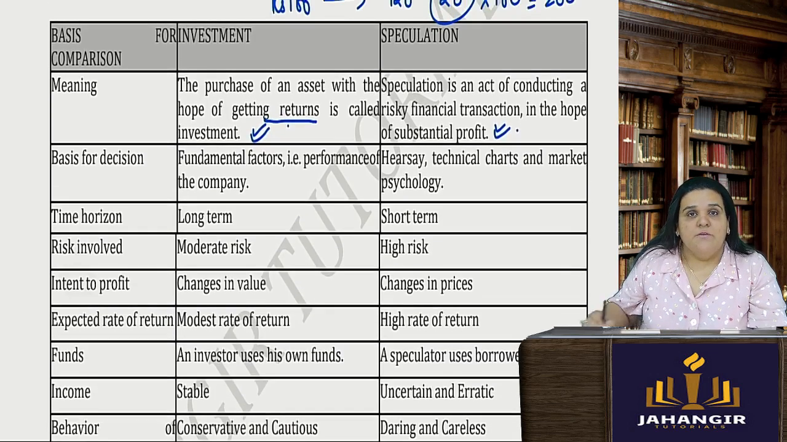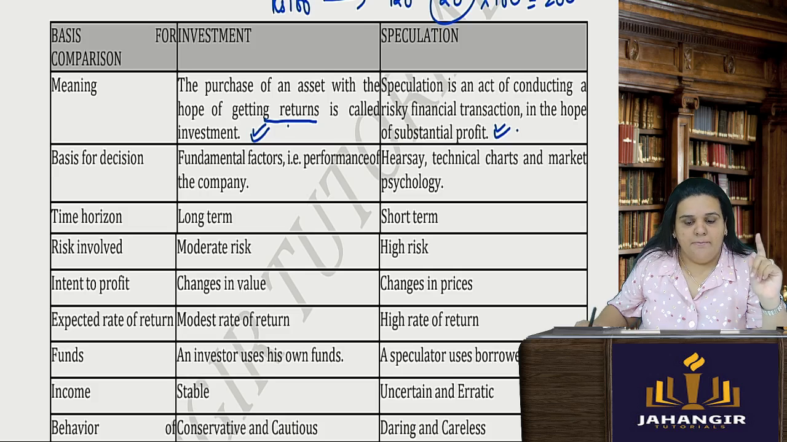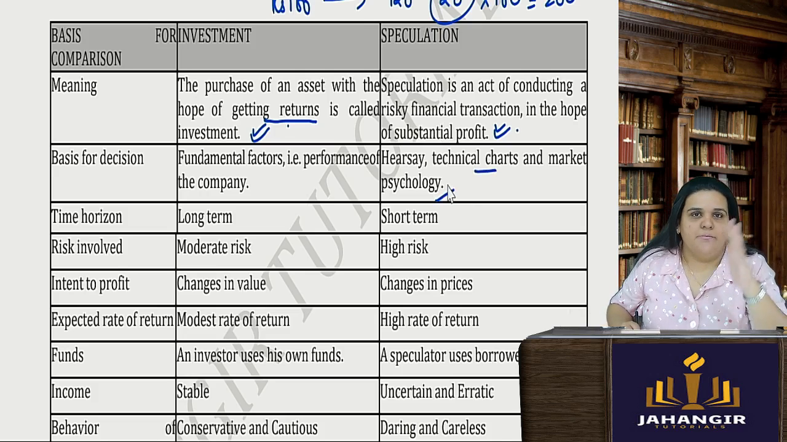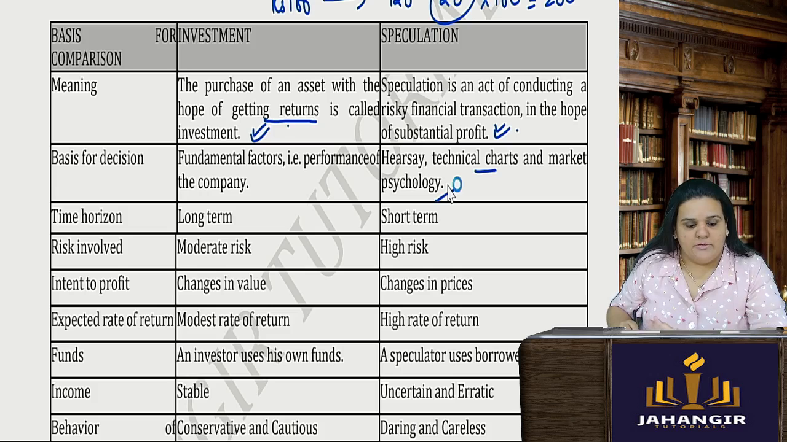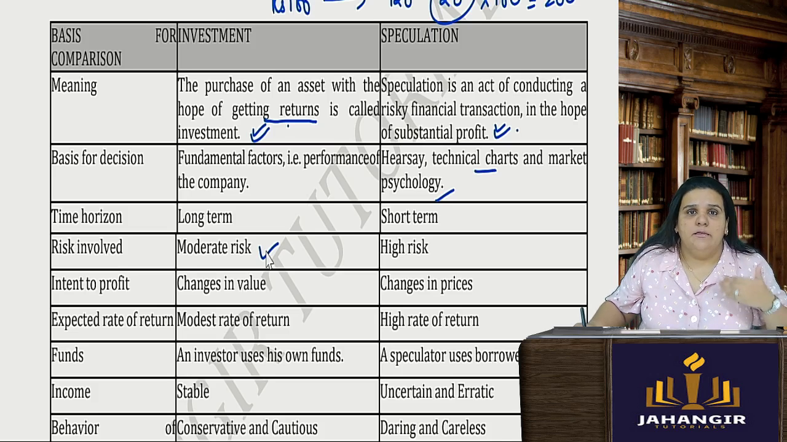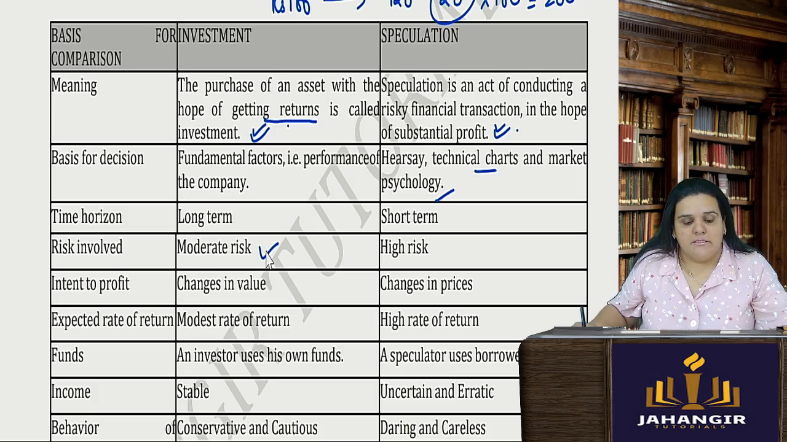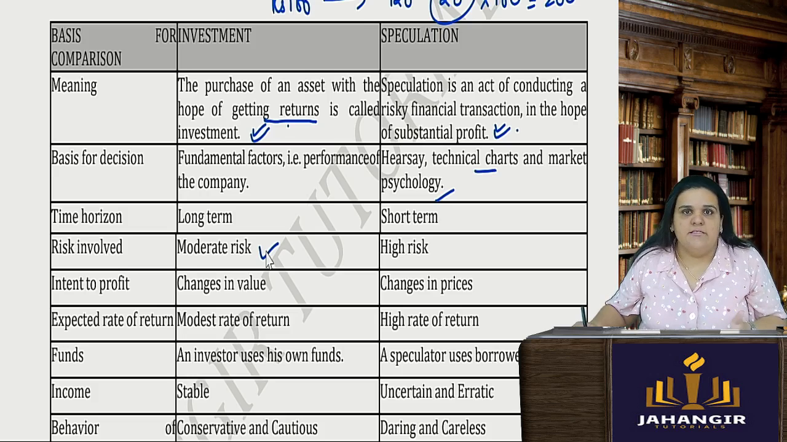Basis of the decision: when you invest, you see the fundamental factors, you see the performance of the company. Here you see the charts and you just follow the market psychology. Market is going up, so even my share price is going to go up. Time horizon, long term, of course, is investment. Short term is for speculation. Risk involved is moderate, because over the period where you have invested, obviously your risk is going to be less. You have invested your money today and today you will not remove it, correct?